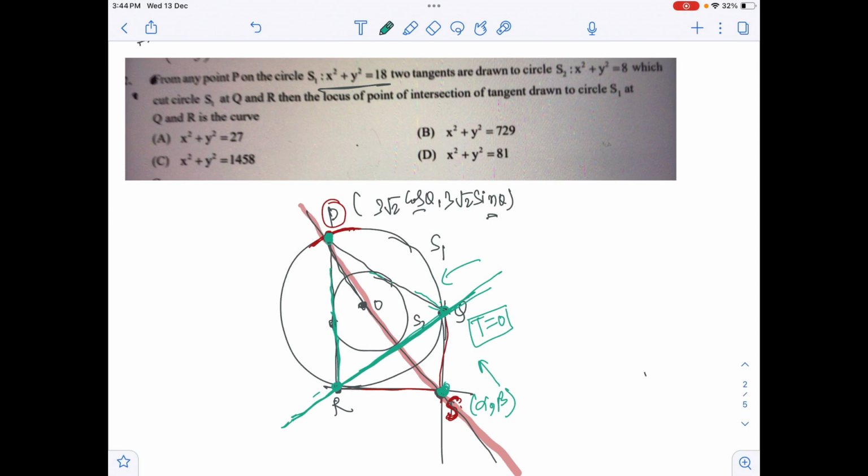That point P will come in terms of alpha and beta, and that must satisfy the equation of the circle S1, which is x square plus y square equal to 18. So again we'll get a relation between alpha and beta. But that method seems still lengthy, right? So is there any smart way of doing this?